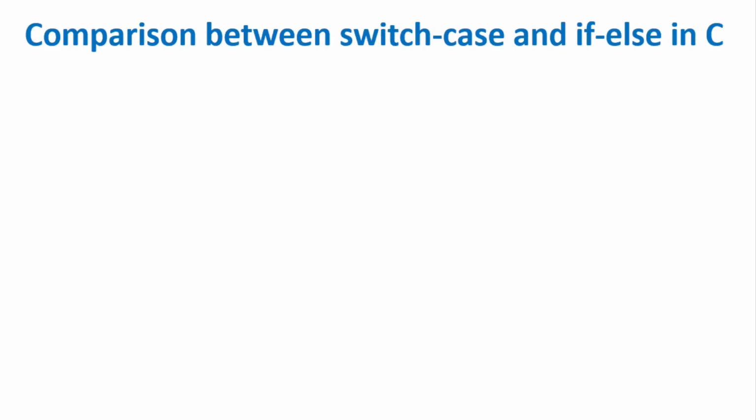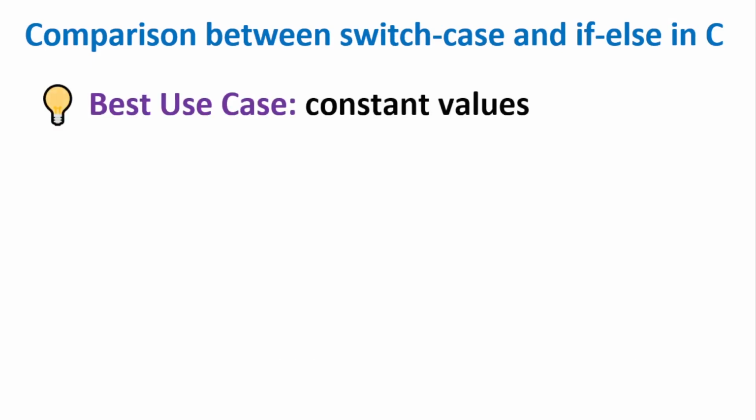Comparison between switch case and if-else in C. Number 1, best use case. The switch case statement is best used when you need to compare a single variable against multiple constant values. It provides a cleaner alternative to writing a long chain of if-else blocks. On the other hand, the if-else structure is more suitable for complex conditions such as comparisons involving ranges, inequalities, or logical operations.